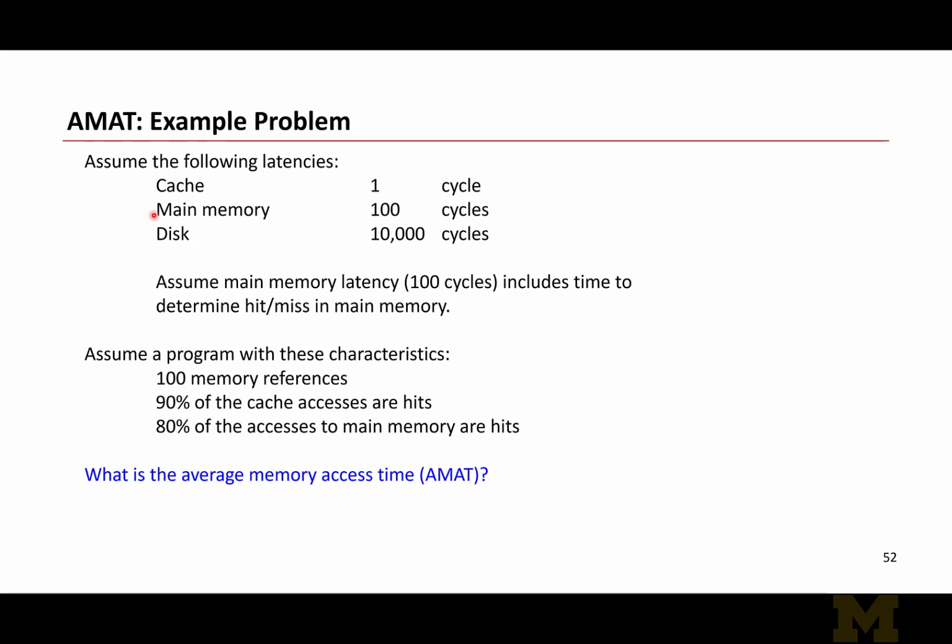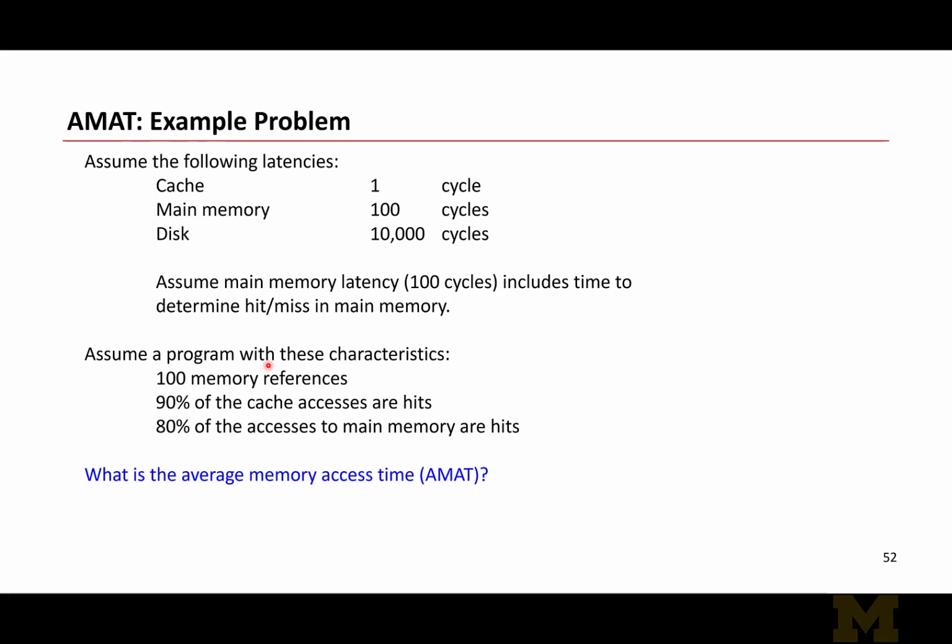We didn't really talk much about how main memory is architected, but that's not essential to understand how to compute AMAT for this memory hierarchy here. And just like in the previous example, I'm going to assume that the main memory latency includes the time it takes to determine cache hit or miss. And also the disk latency includes the time it takes to check the main memory and the cache.